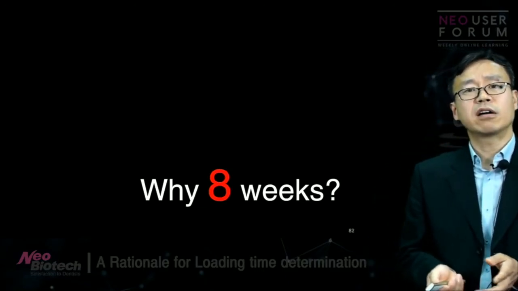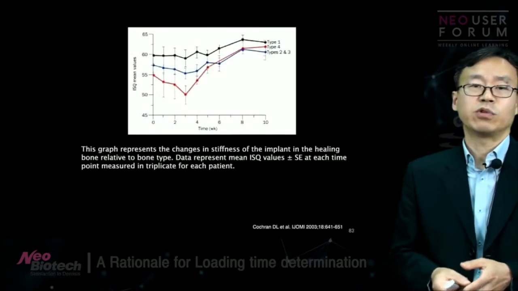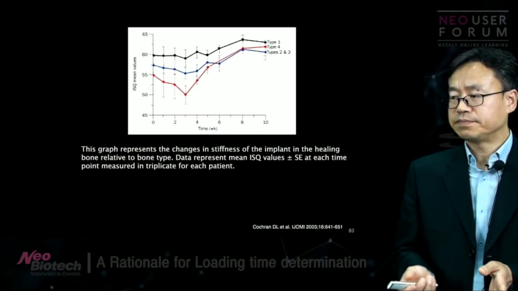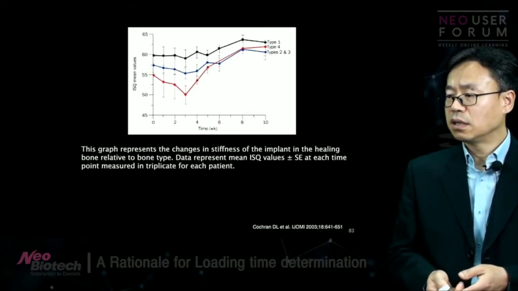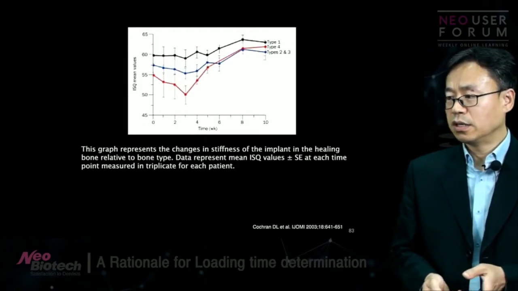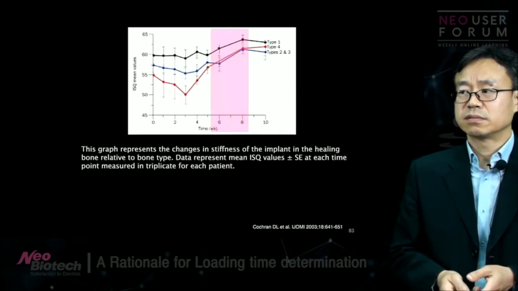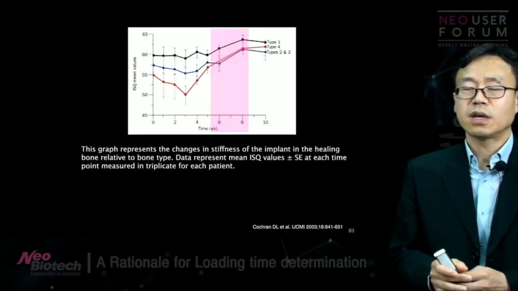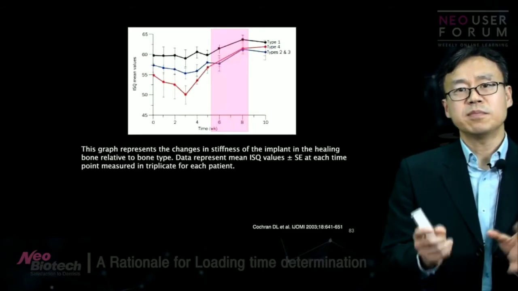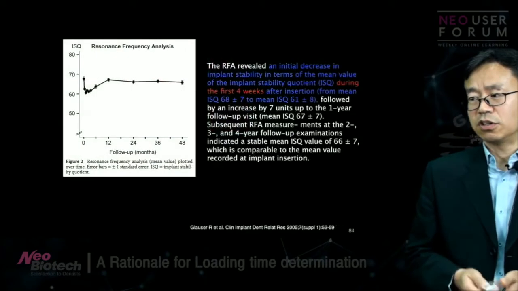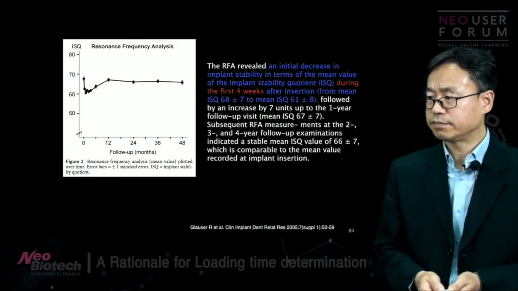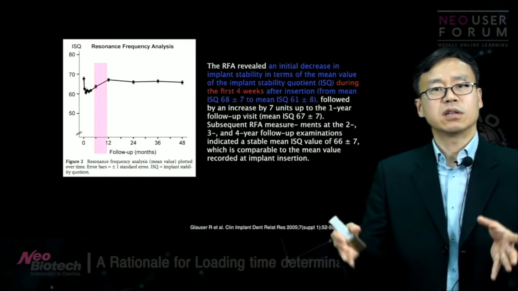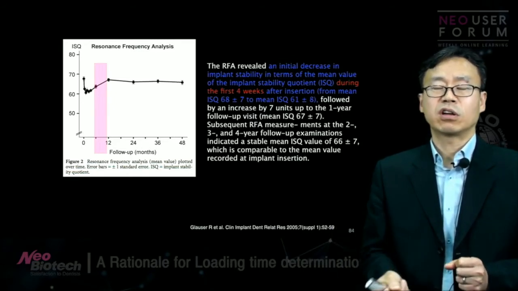Do we have scientific backup for this 8 weeks? Yes, we have plenty out there. We can easily find numerous studies saying that in less than 8 weeks, the implant stability is recovered to where it first started. After going through a little dip, the stability goes back to the first stability that the implant had at the time of placement. Another study pretty much said the same thing. Another study by Dr. Glauser. They all say within 8 weeks, the stability recovers.